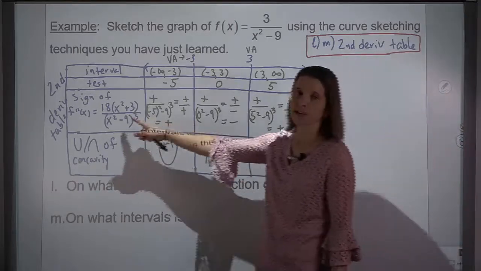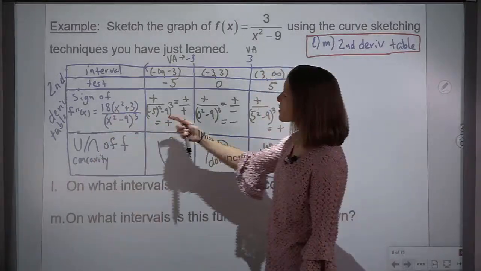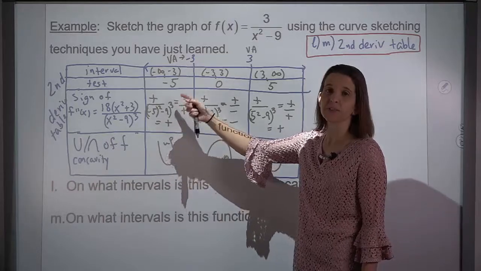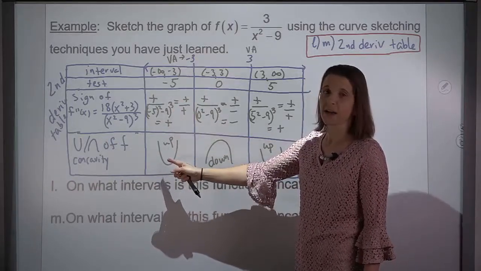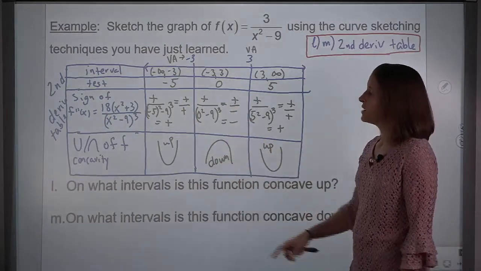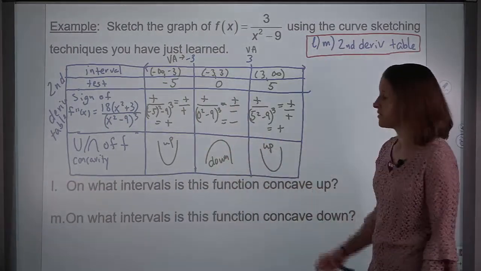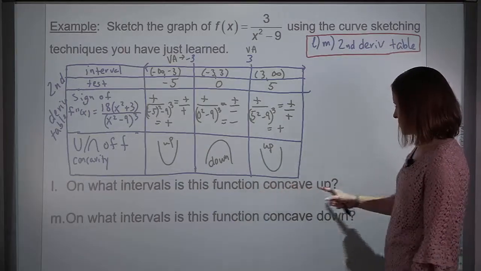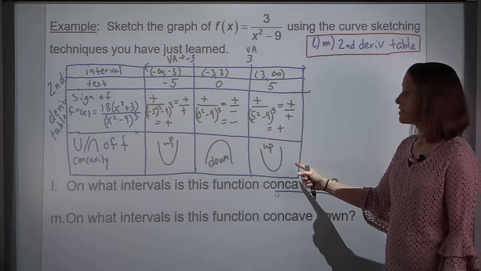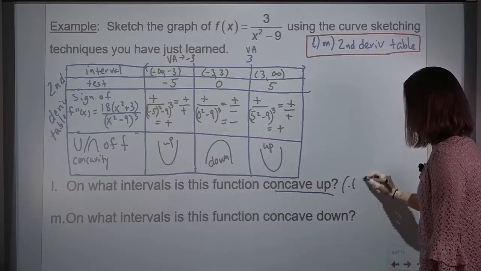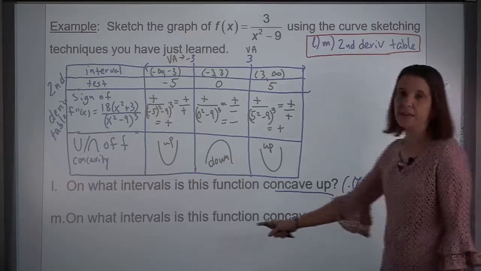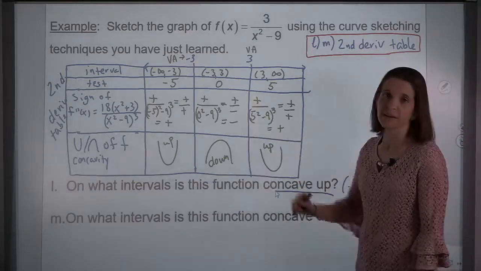So make sure you are plugging into the second derivative. And so I end up here with positive, and remember, when the second derivative is positive, the function is concave up. When the second derivative is negative, the function is concave down. And so I end up with concave up, concave down, concave up, and I would summarize that. So concave up would be negative infinity to negative 3, and 3 to infinity. And intervals of concave down would be negative 3 to 3.